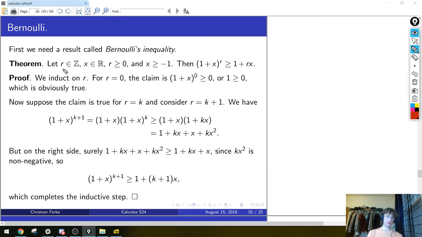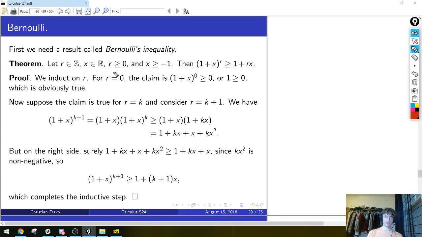Here's the theorem. Let r be any non-negative integer. So r is an integer, and here I've assumed it's greater than or equal to 0. So these are non-negative integers, 0 and the positive integers. x is any real number, but it has to be greater than or equal to -1. Those are our assumptions. Then here's the conclusion. This is true. It's kind of surprising. This is very powerful. It's true for any x and r satisfying these assumptions. If you take 1 plus x and raise it to the power r, it will always be greater than or equal to the number 1 plus r times x. So (1 plus x) to the r is always at least as big as 1 plus rx.